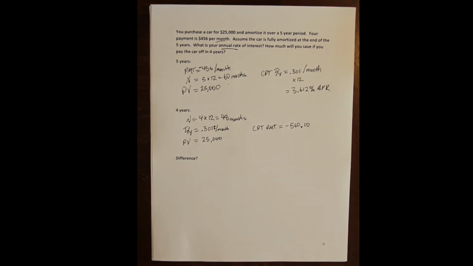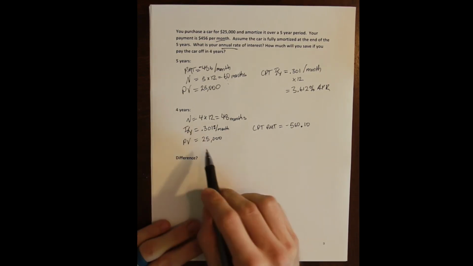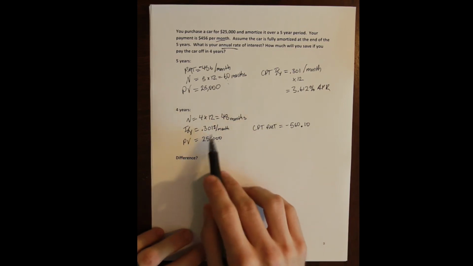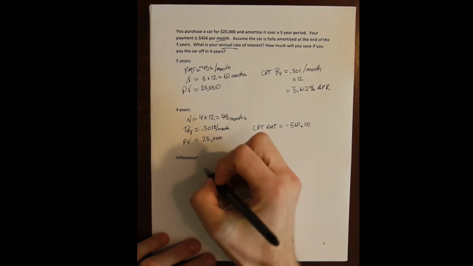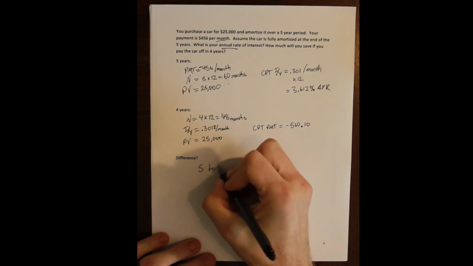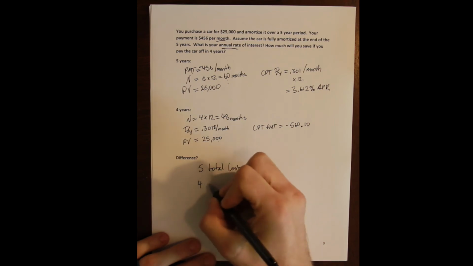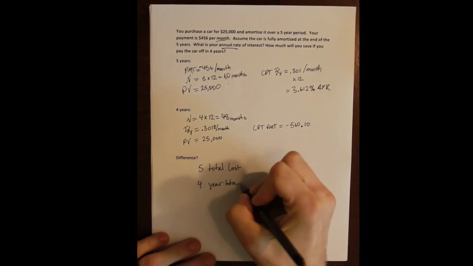And of course, we would say, well, why would I want to do that? And the answer is that you will save some amount of money off the total amount that you paid to the bank, where the total amount is the principal of the loan, what you borrowed, plus the interest that you're paying. If you pay it off sooner, you pay less interest. So let's see exactly how much that is. What we want to do is compare what we call the total cost of the loan. So we have the 5-year total cost and the 4-year total cost.